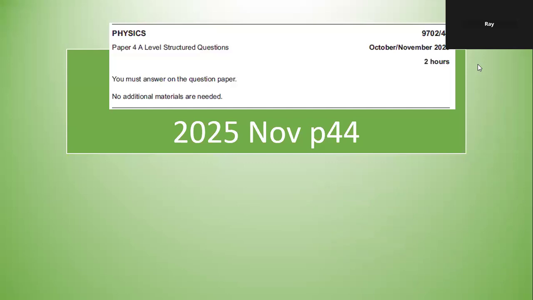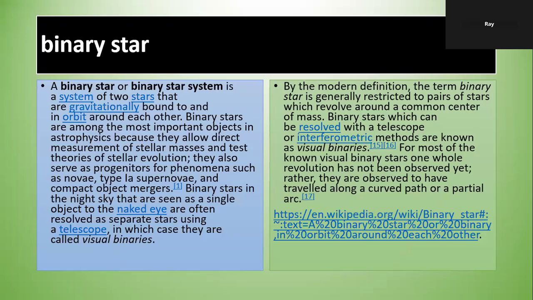Let's carry on with October, November 2025, paper 44. Paper 43 is a repeat of either paper 41 or 42, so we won't go over it again. You can read that yourself about binary stars if you are interested.